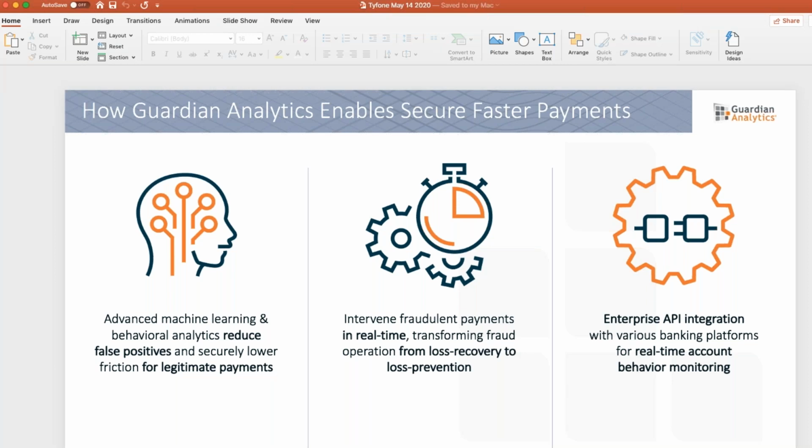We call this the friction rate. We support intervention of fraudulent payments in real time. So we're able to transform the fraud operation from loss recovery to loss prevention. And this is all enabled through our enterprise API integration with various banking platforms. Typhoon is one of those banking platforms that we did API integration with, supporting Zelle real-time fraud detection and intervention.